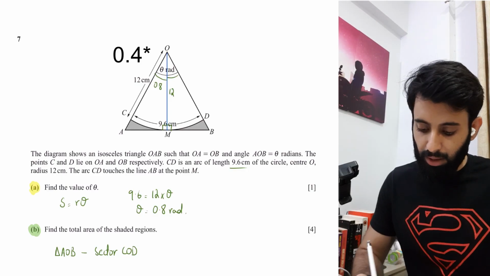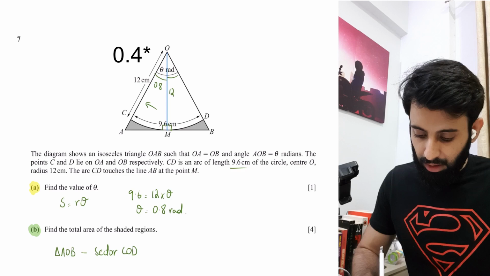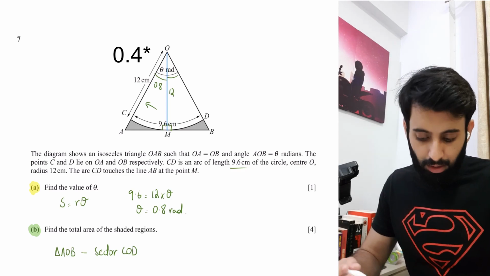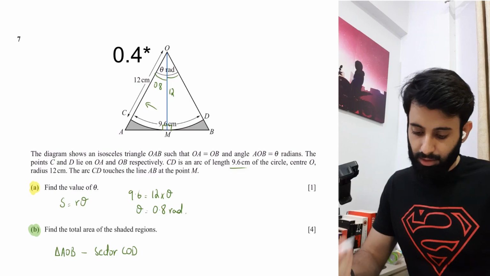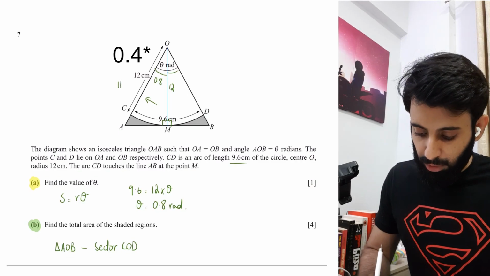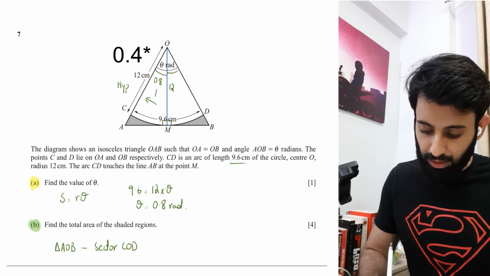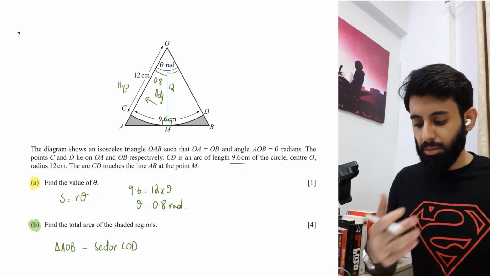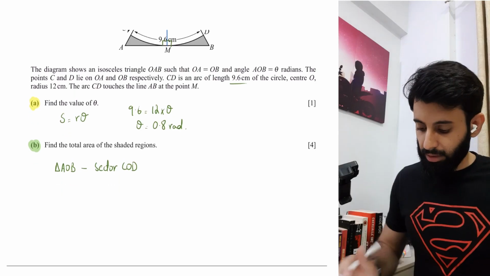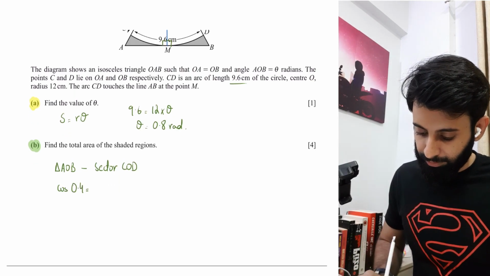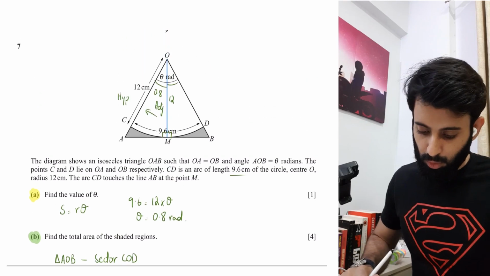Now if somehow I can get my hands on this length, which is the hypotenuse, I will be able to find out the area of the triangle, and then ultimately the area of the shaded region. So the length that I'm looking for is the hypotenuse length. The length that I have is the adjacent length. So what trigonometric ratio can I use? I can use cos, and remember that your calculator must be in radian mode. So cos of 0.4 is equal to adjacent, which is 12.